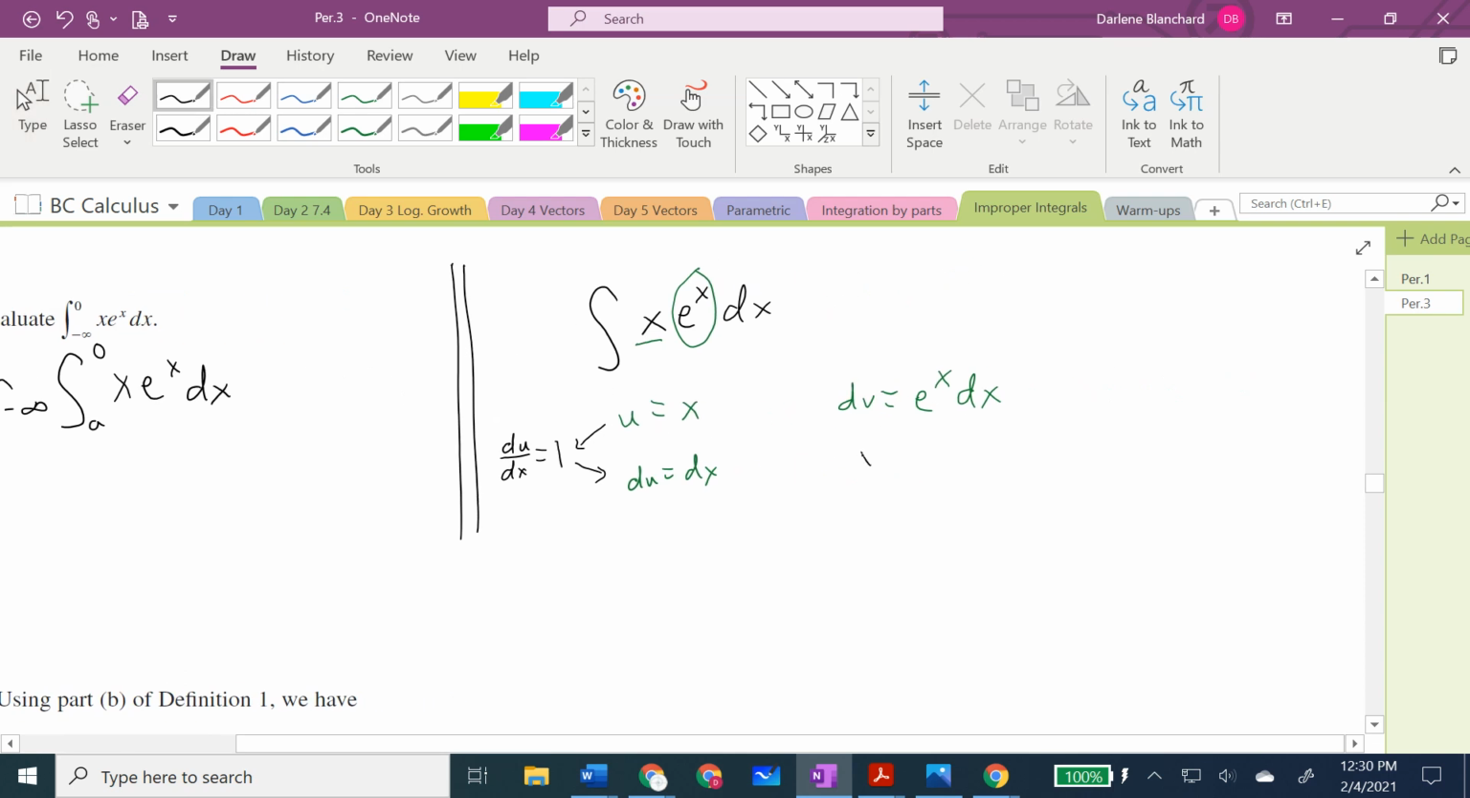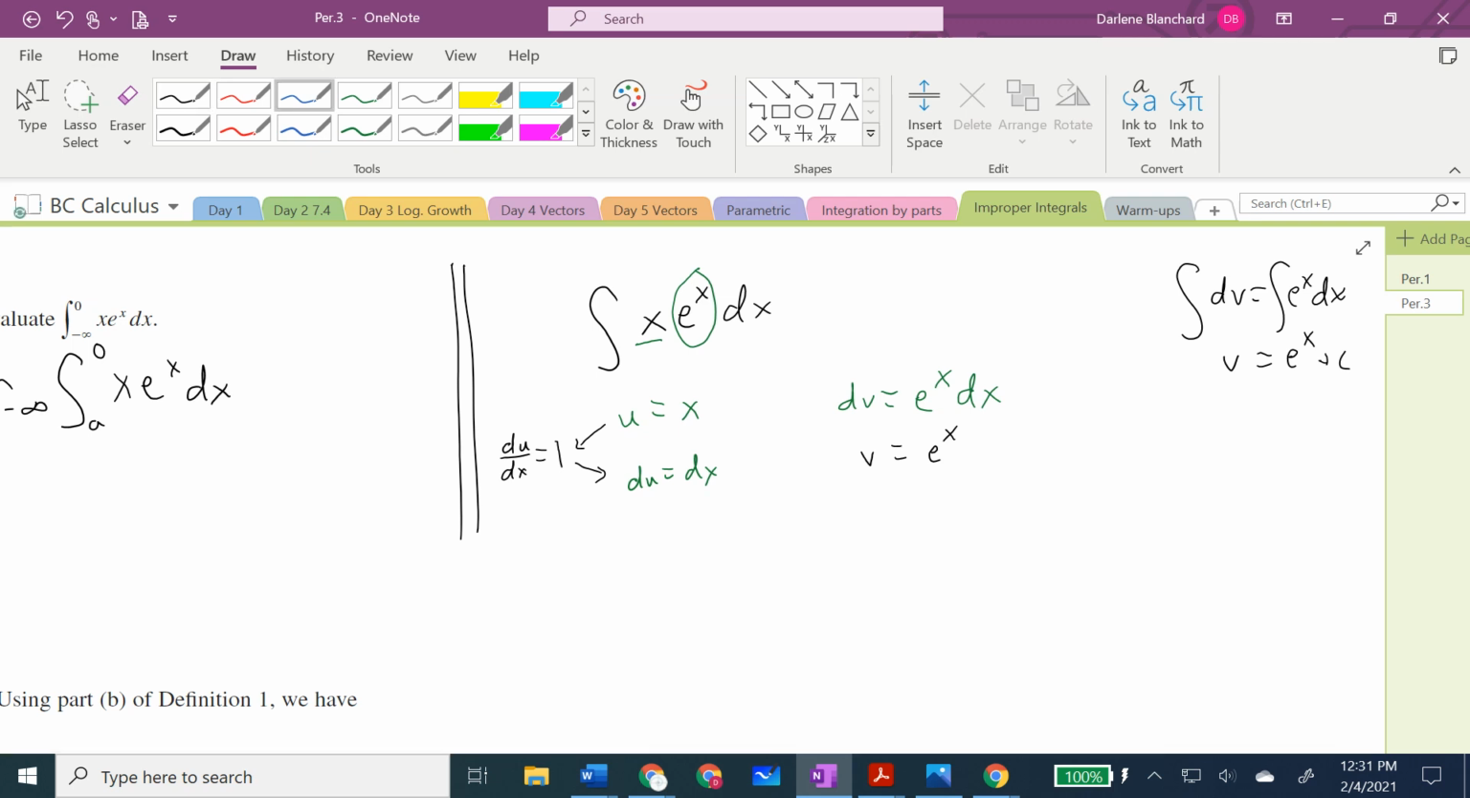And then over here, if you need a side note, we are integrating dv and integrating e to the x dx. Integrating v gives me v. Integrating e to the x gives me e to the x. Technically plus c, but we don't worry about the plus c right here when we're doing integration by parts.